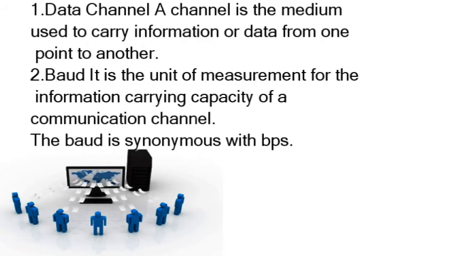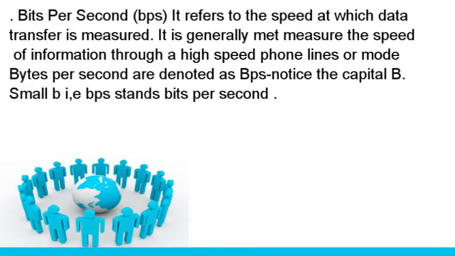We are coming to a very important topic, that is the data communication terminologies. So when I'm talking about the data communication terminologies, what is involved? Number one, a data channel. So basically what is a data channel? A channel is the medium used to carry information or data from one point to another. So a channel carries information from one point to another. That is called a data channel. Second, baud. It is a unit of measurement for the carrying capacity of a communication channel. Whatever I want to carry will be measured in something that is called baud.